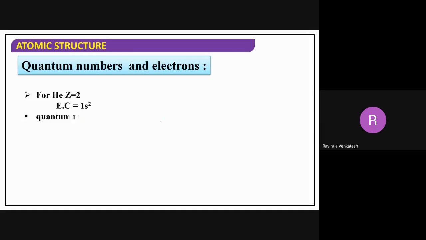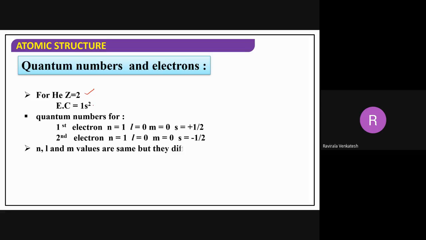I will take helium next. For helium, Z is equal to 2. The electronic configuration is 1s2. There are 2 electrons, no? Let me take the first electron. For the first electron, n is equal to 1, yes. It is an s orbital, l is equal to 0. For all s orbitals, m is equal to 0. Now, the first electron is in which direction here? Upward direction. Therefore, it will be plus 1/2.